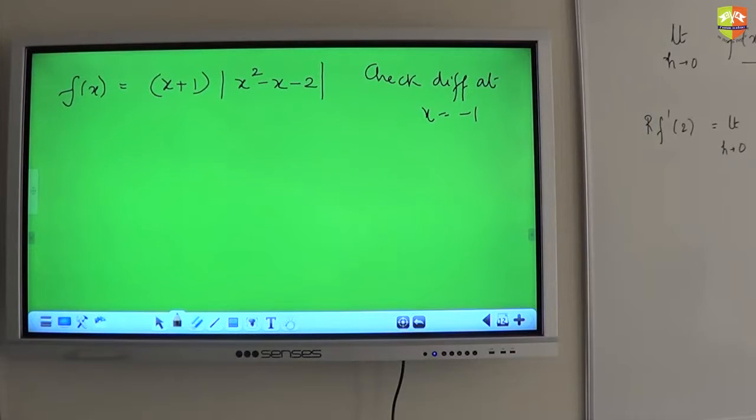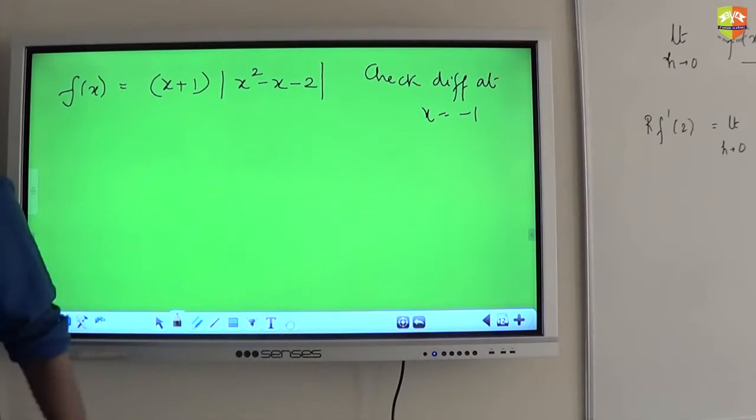Correct. Some of you would like to plot it and also check. Of course, plotting is a non-mathematical, non-algebraic way of just looking at the graph and commenting. What's the conclusion? It's differentiable at minus 1. At 2 it is not differentiable, but at minus 1 it is.